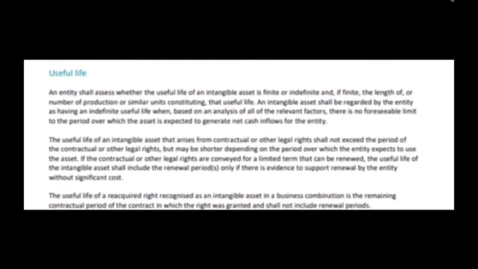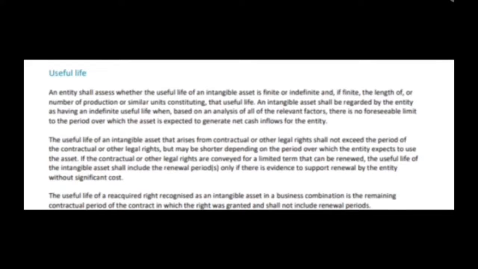So for calculating the amortization, you must know the life of an intangible asset. So how to calculate the life of an intangible asset is the question. If you do not know how much cash flow the intangible asset shall generate for the entity, it is said to have an indefinite life.